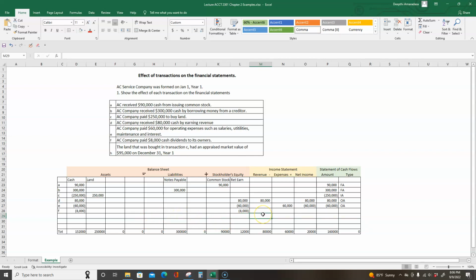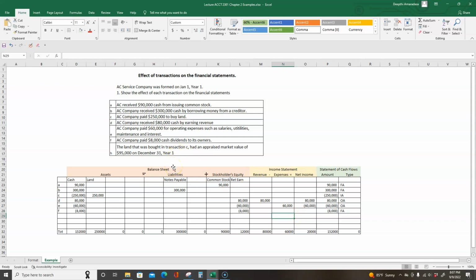Let's look at the income statement. Does this affect the income statement? Is it a revenue or an expense? It's not. It's neither. It's a dividend. So it does not affect the income statement. Let's look at the statement of cash flows. We know that cash decreased by 8,000, so we had an 8,000 outflow of cash. What type of activity is it? Dividends are paid to stockholders, so anything to do with stockholders is a financing activity. So dividends are a financing activity.